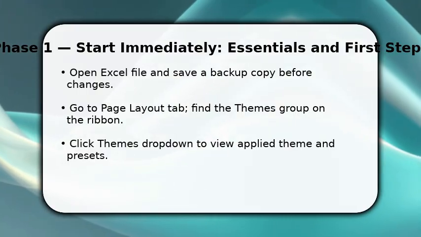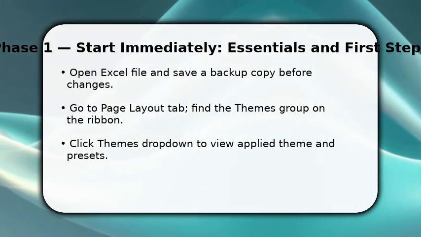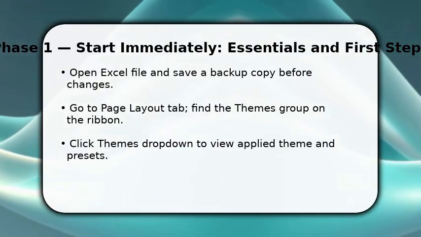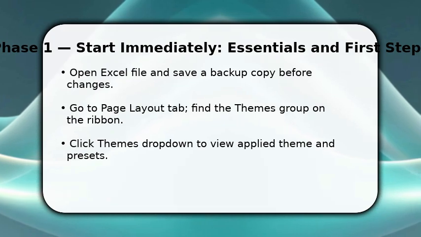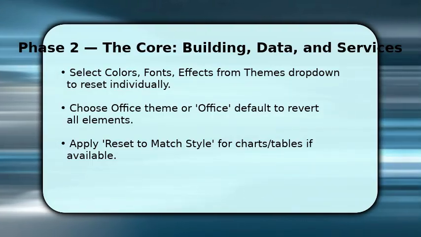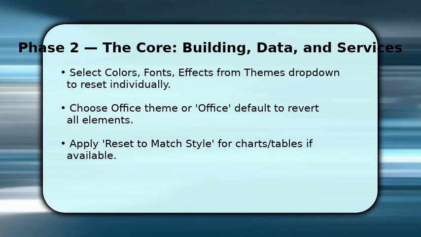This first step is critical because identifying the active theme tells you which elements, colors, fonts, or effects need removal or resetting. Now you'll remove the theme elements one by one so formatting returns to defaults. From the Themes drop-down, pick Colors, then select the default palette. This resets workbook colors. Next, choose Fonts and pick the default font set. Make sure to apply it workbook-wide.